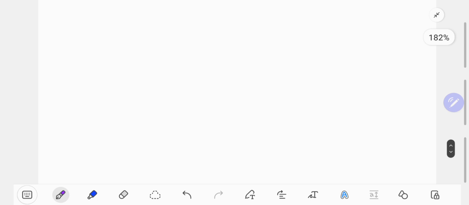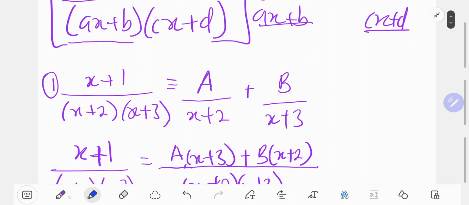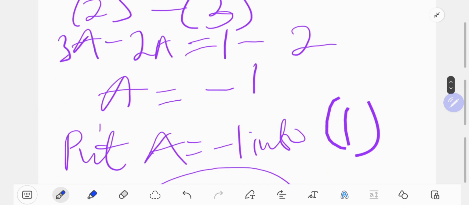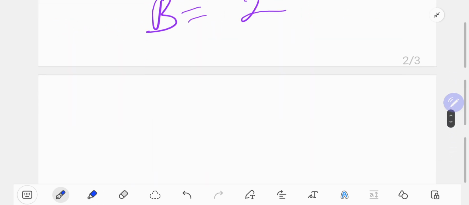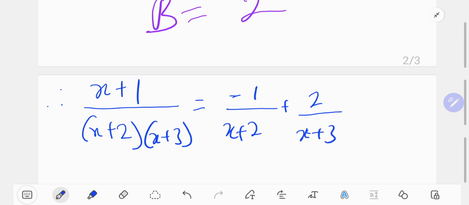So at this point, what we are going to do is to just make our substitutions back into our expression. So we are now back to this side. Okay, this was our expression for the partial fraction of this fraction. Okay, so we've now gotten values of a and b. You can now write that x plus 1 all over x plus 2 multiplying x plus 3 equals negative 1 over x plus 2, then plus 2 over x plus 3. So this is going to be your final answer. Okay, so if you resolve this fraction into partial fractions, this is what you're going to get.